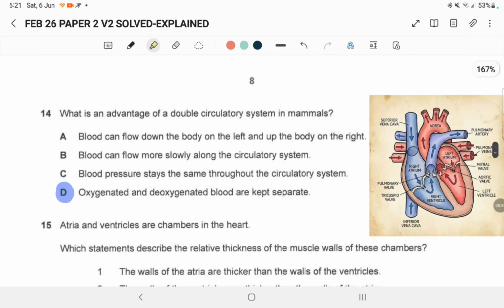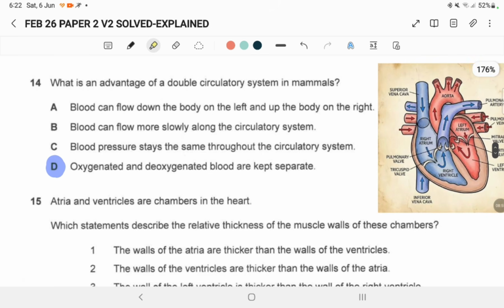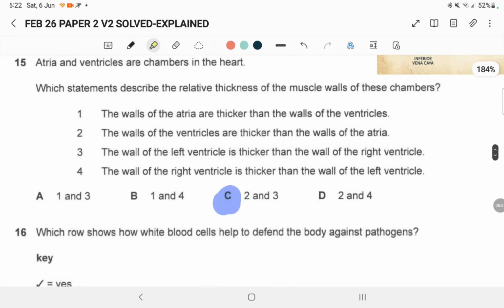Question 14. What is an advantage of a double circulatory system in mammals? Basically in mammals, the advantage is that your oxygenated blood and your deoxygenated blood are separated. They will not mix, meaning that you have an efficient exchange of carbon dioxide and oxygen in the lungs. So basically question number 14 will have the answer letter D.